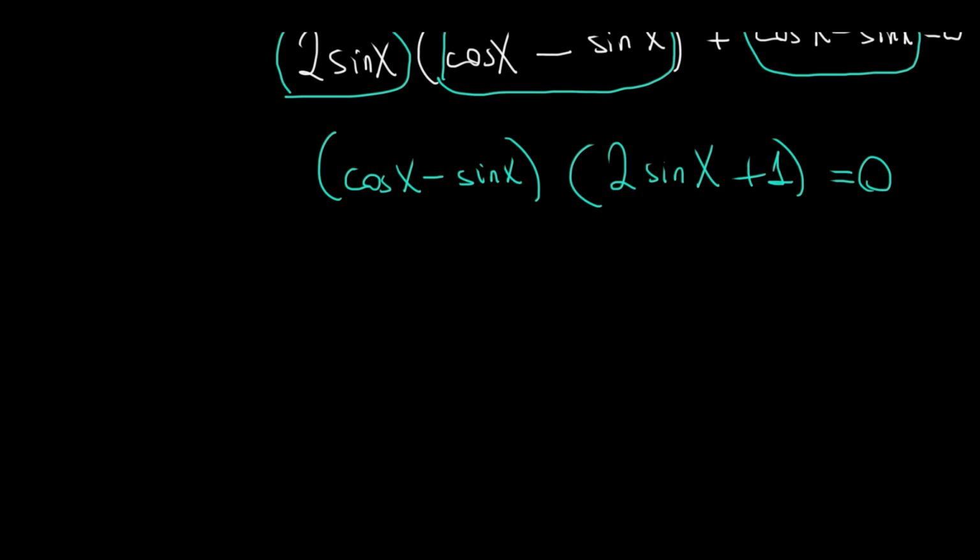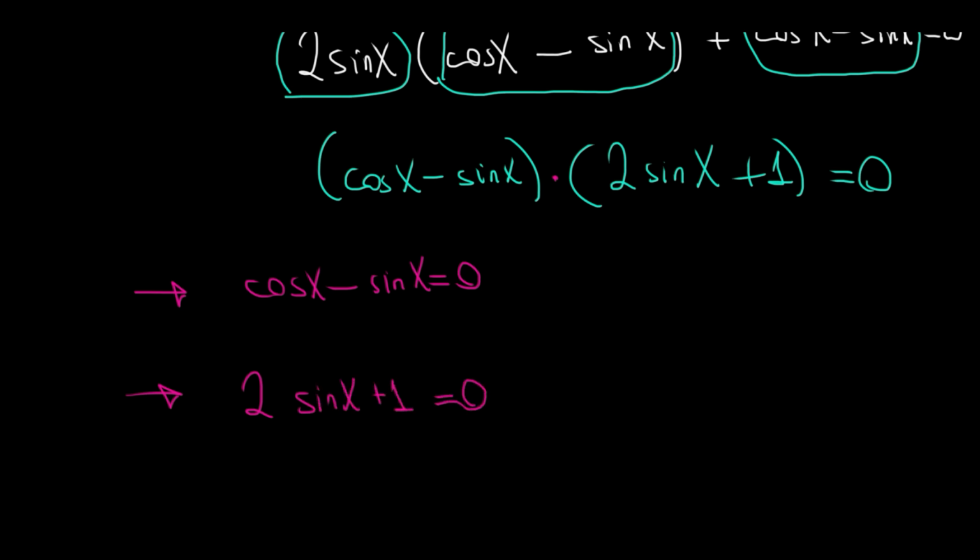We factorized, we have a multiplication of 2 terms, and we know that the multiplication of 2 terms equals 0 when either of the terms is 0. So cosine of x minus sine of x equals 0, and we should also solve 2 sine x plus 1 equals 0. I will solve each one in part. First of all, I'll solve cosine of x minus sin x equals 0.